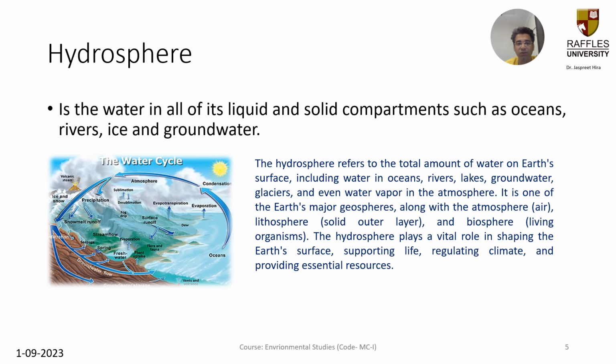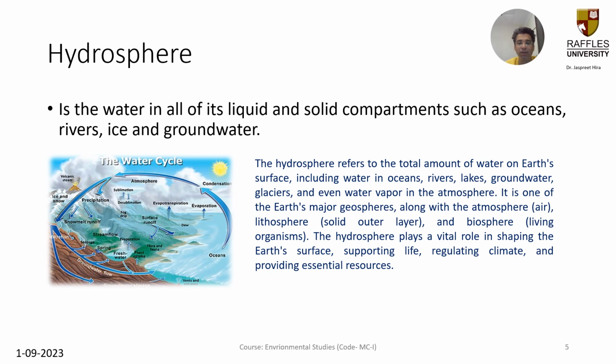So basically the hydrosphere, it is the water in all of the liquid and solid compartments such as your ocean, rivers, ice, and groundwaters. So the hydrosphere basically refers to the total amount of water on Earth's surface. It includes all the oceans, lakes, and the groundwaters, and even water vapors in the atmosphere. So it is one of the Earth's major geospheres along with the atmosphere, air, lithosphere, solid outer layer, and biosphere. So the hydrosphere, it plays a very important role in shaping the Earth's surface.